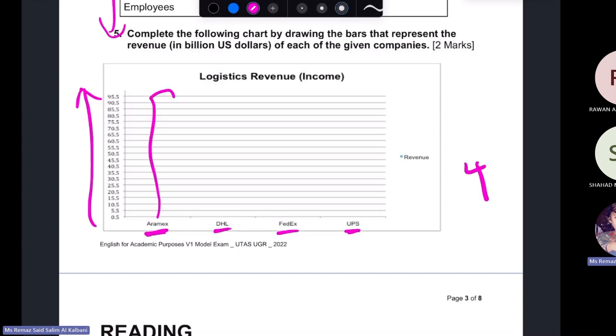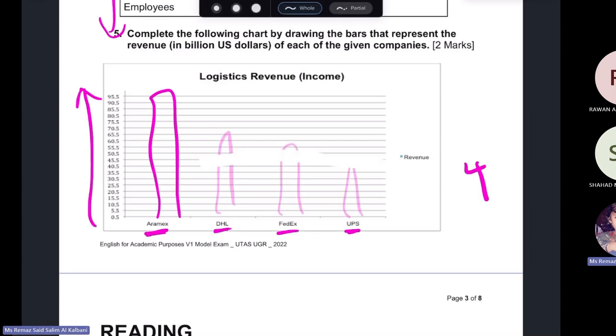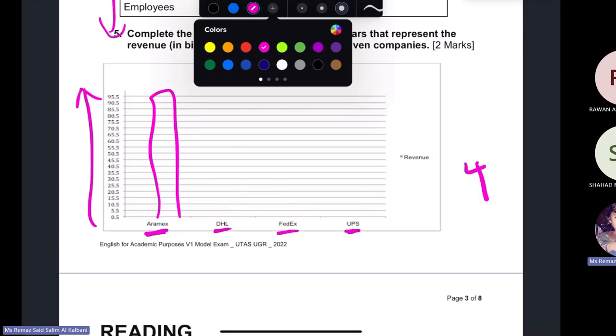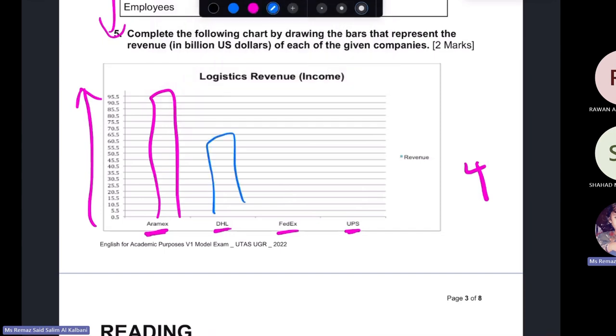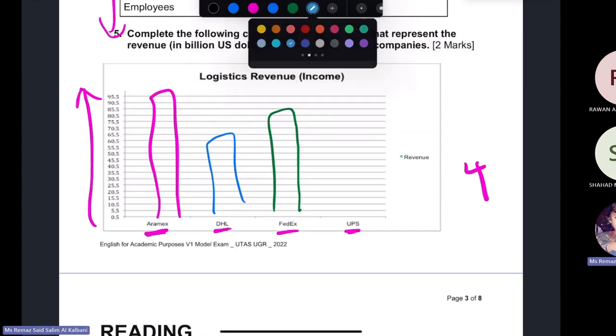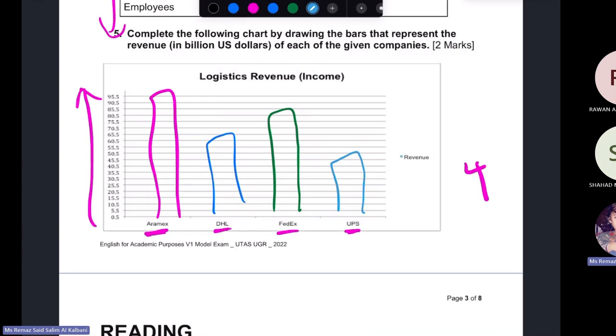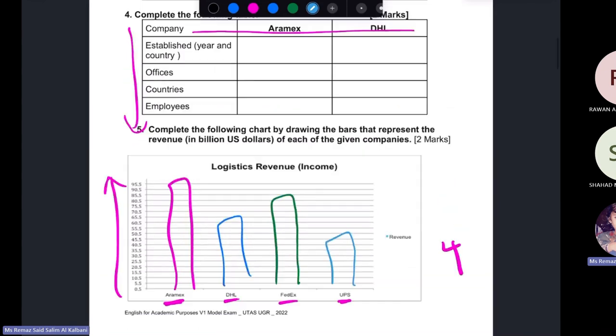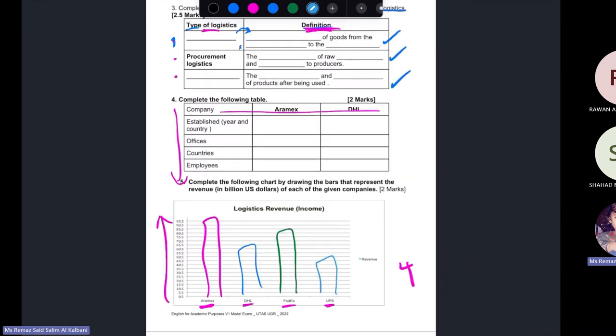bars, bars like this. Like this. Okay, this is how you do the listening part as required. Okay, is it clear so far?